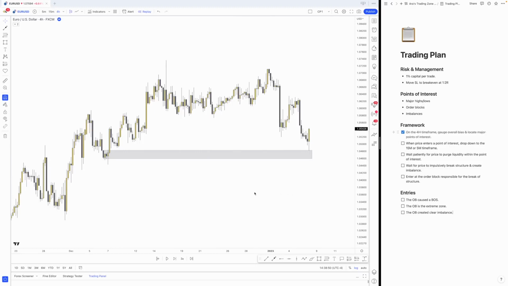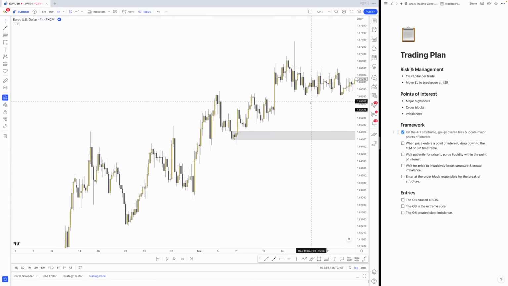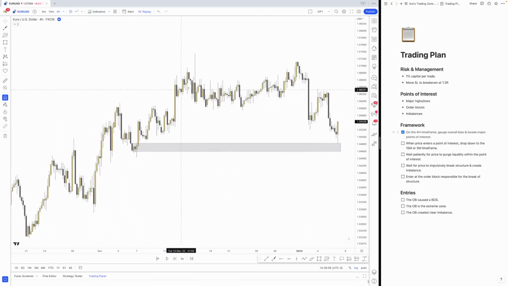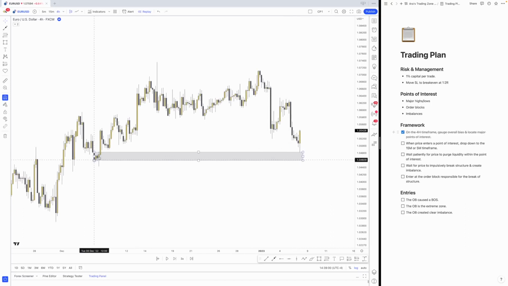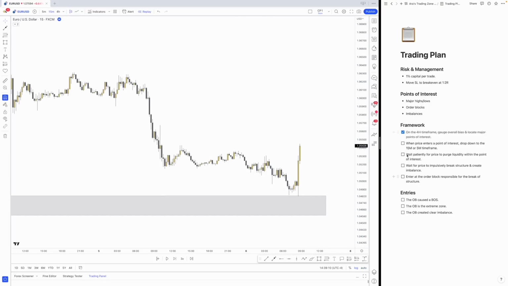Now I'm looking for a continuation trade to the upside because price has been pretty bullish. There's clear bullish order flow here. Of course, we ranged sideways for a bit and then moved to the downside, but that could simply be to further mitigate this order block and then push back up. So let's drop down to the 15-minute time frame and see if there's any available opportunities here to get in long. So let's check that off the list.